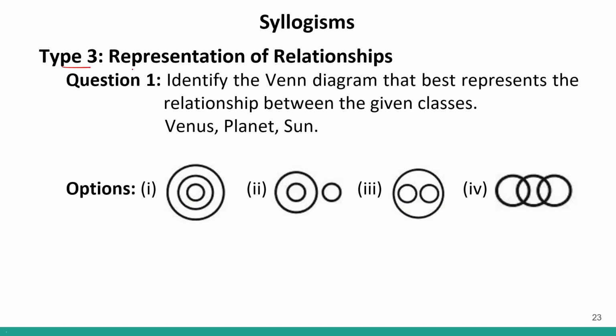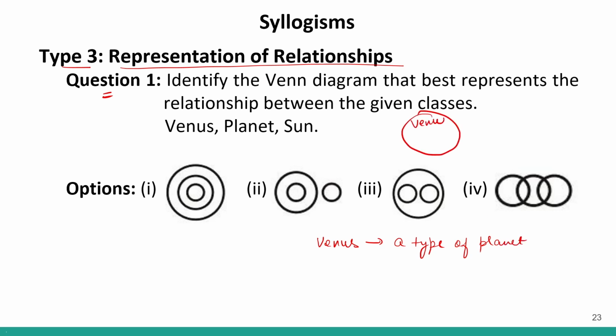Now, type 3 is representation of relationships. So this we have already discussed. Based on the Venn diagram, we have to tell what is the relationship. Okay. Question number 1 says, identify the Venn diagram that best represents the relationship between the given classes. So 3 words are given to us: Venus, planet and sun. So what is Venus? Venus is a type of planet, correct? That means if this is my Venus, this will be my planet because there are various types of planet. Venus is just a part, correct? Venus is a type of planet.